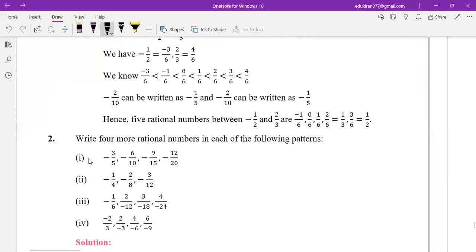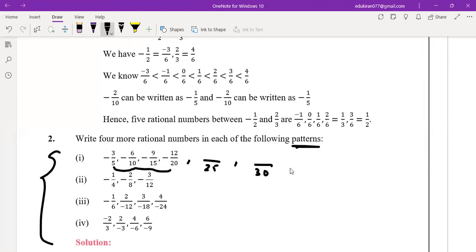See, in this question, what you have to do is observe the pattern. For example, over here, 5, then 10, then 15, then 20. So what will be next? 25. And then what will be next? 30. Then 35. Then 40.